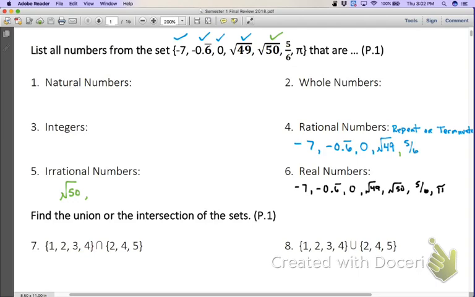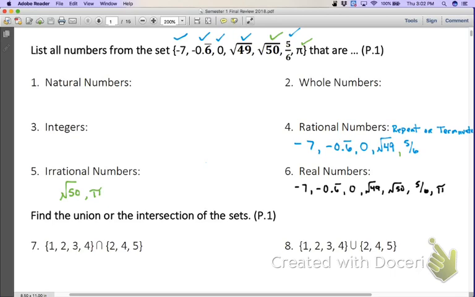And then the most famous irrational number of them all, kind of like Santa Claus, or Rudolph being the most famous reindeer of them all, is pi. Okay, as far as an irrational number.